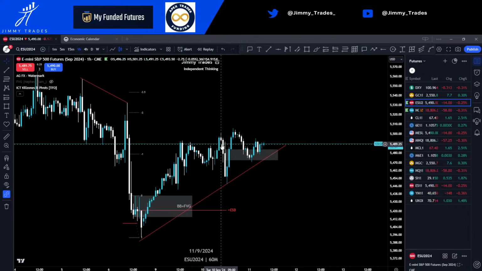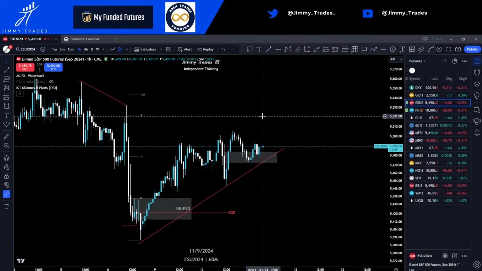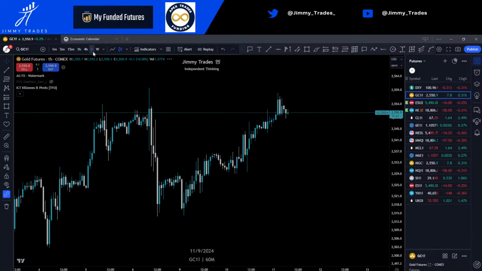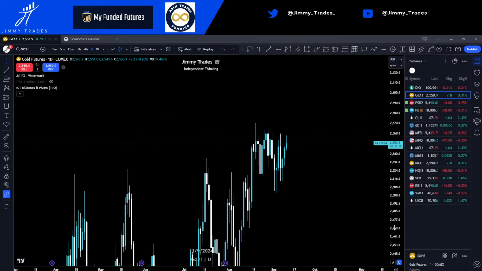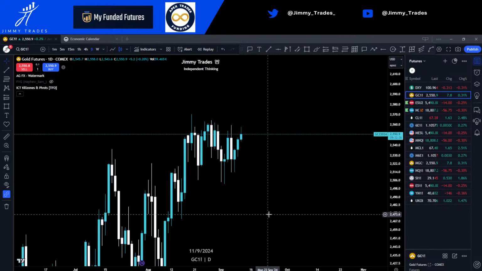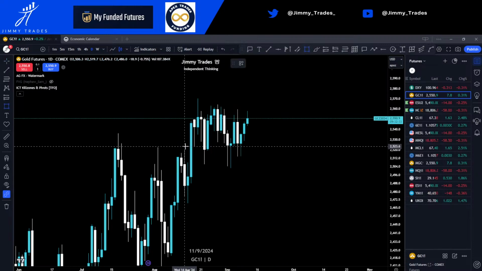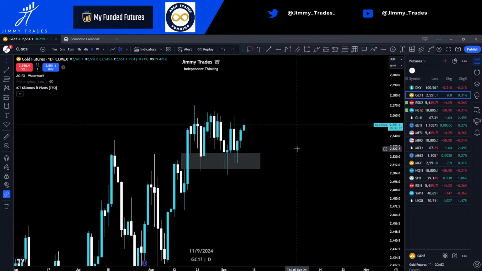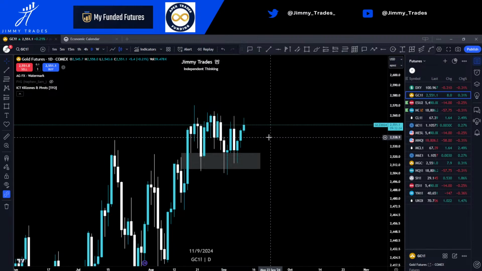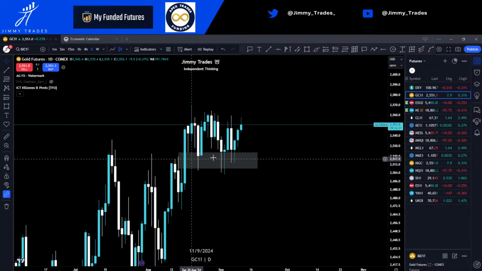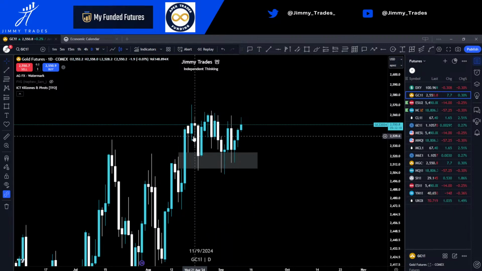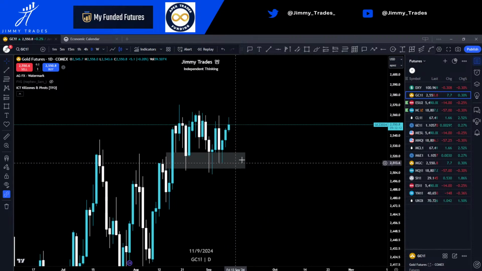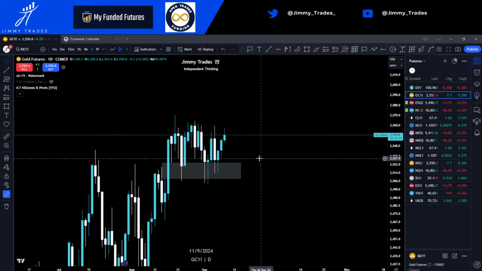So overall, bullish on ES. Let's have a look at gold. Gold has been pushing out of this bullish FVG, but it has been just chop. I haven't really liked gold over the last few days. Or almost, what do we got? A couple of weeks really, with all this chop. But it is respecting this bullish FVG on the daily.